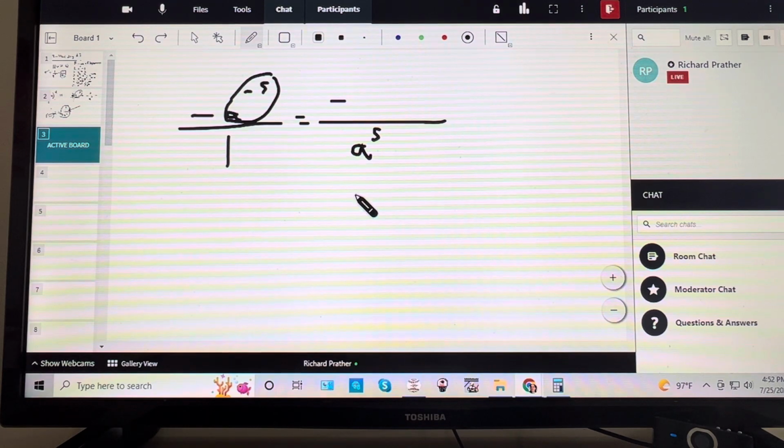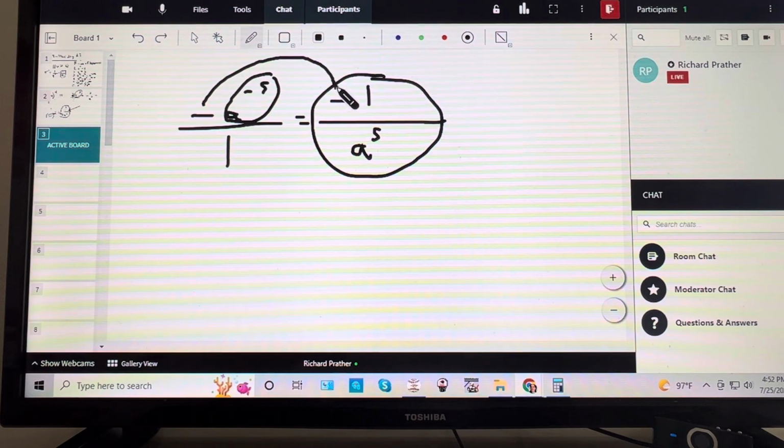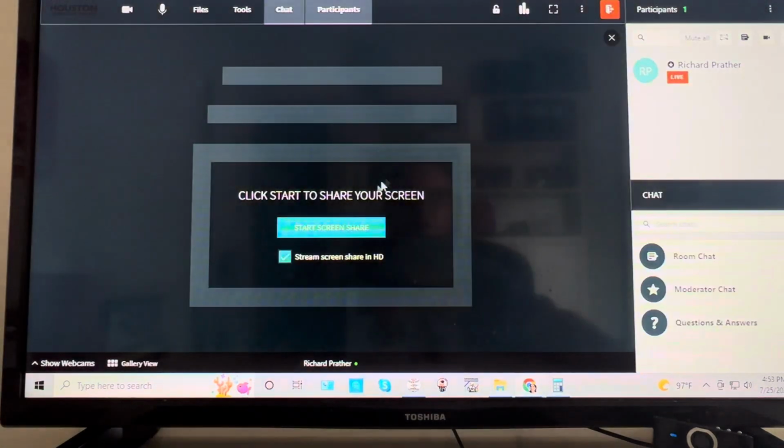And then, in essence, the top is blank, so I need to put a 1 there. The top can never be blank. So negative 1 over a to the 5th. So if the original problem is negative, it basically just stays negative. Negative exponents have nothing to do with negative numbers. So if the original is positive, it stays positive. If the original is negative, it stays negative. The negative exponent doesn't affect the negative number.